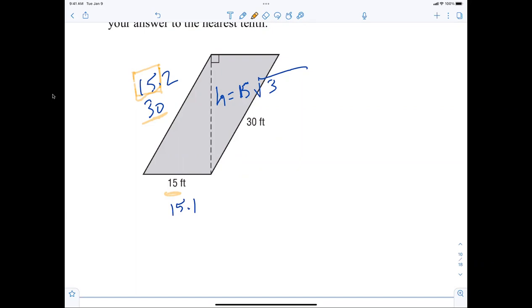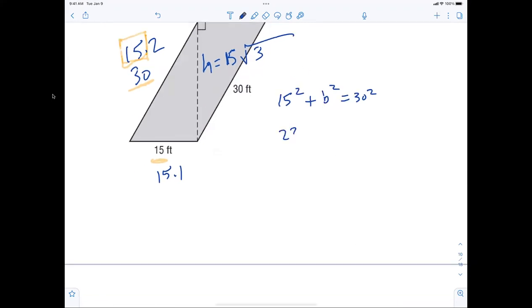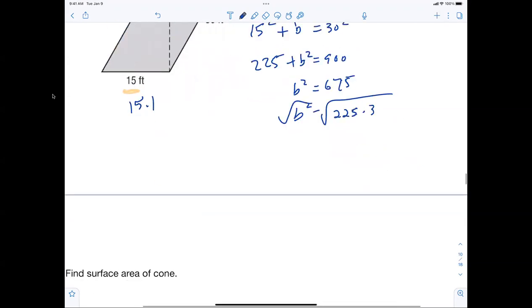Now, let's just say we don't know that, right? Let's just do 15 squared plus b squared equals 30 squared. 15 squared is 225 plus b squared equals 900. So b squared is equal to 675. B squared, well, if I take the square root of 675 is 225 times 3. What's the square root of 225? That's how I knew the answer was 15 radical 3.